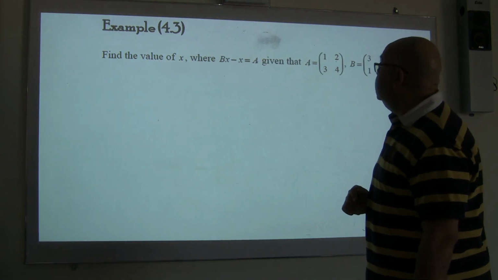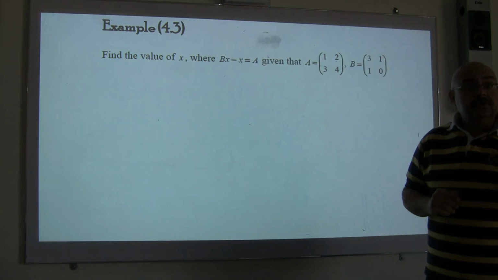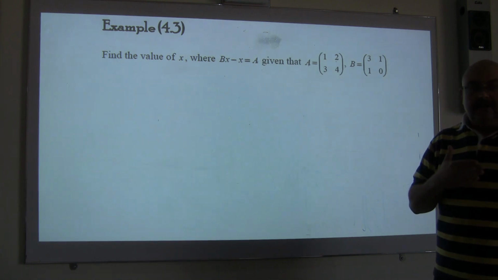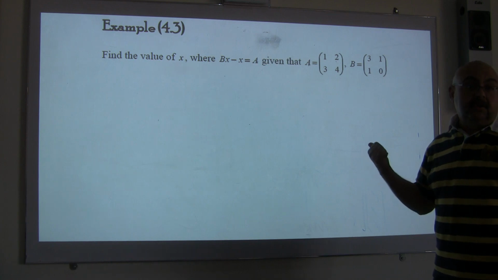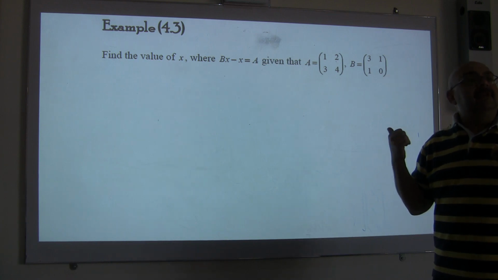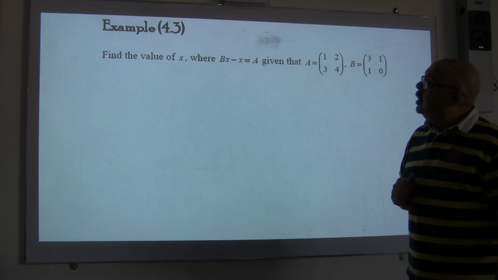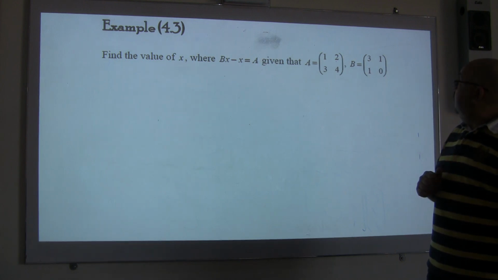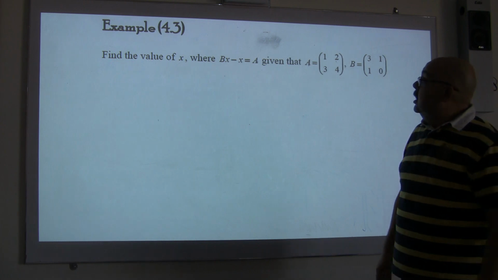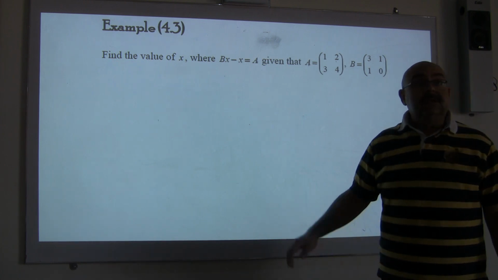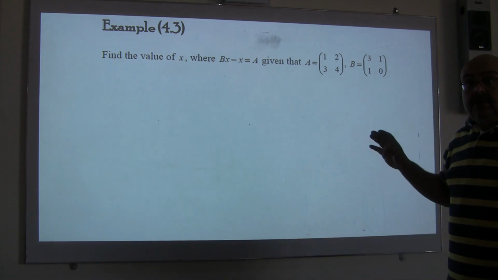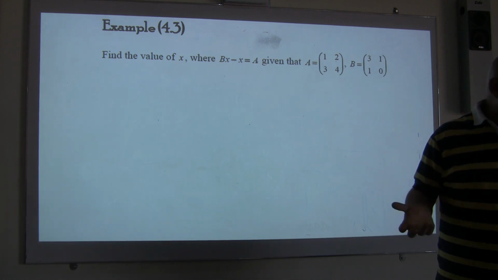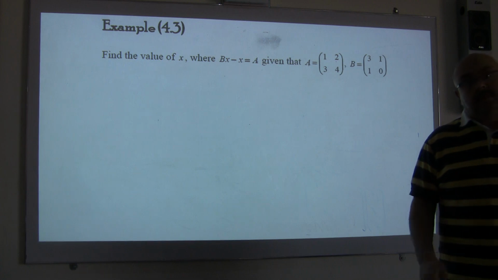This problem, I didn't get a chance to go through it. After you told us you had to catch the bus in the previous lecture, we had to stop. This problem is really very important, okay? Find the value of X, where BX minus X equals A, given that you have A and B. How to go through it? This is a direct application of addition, subtraction, multiplication, and inversion. It has almost all the properties that we talked about previously.